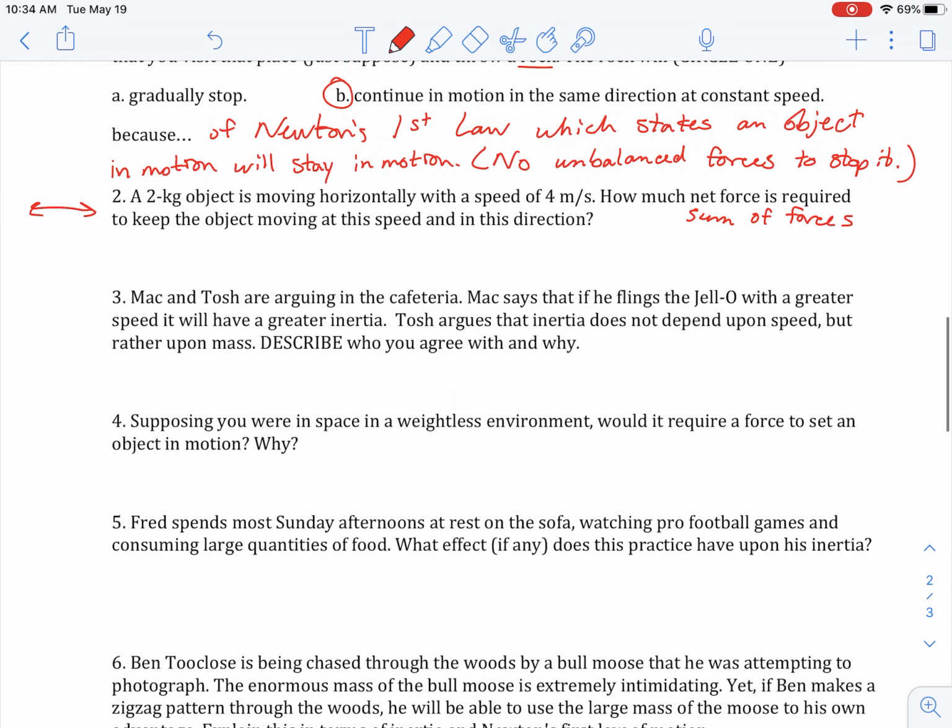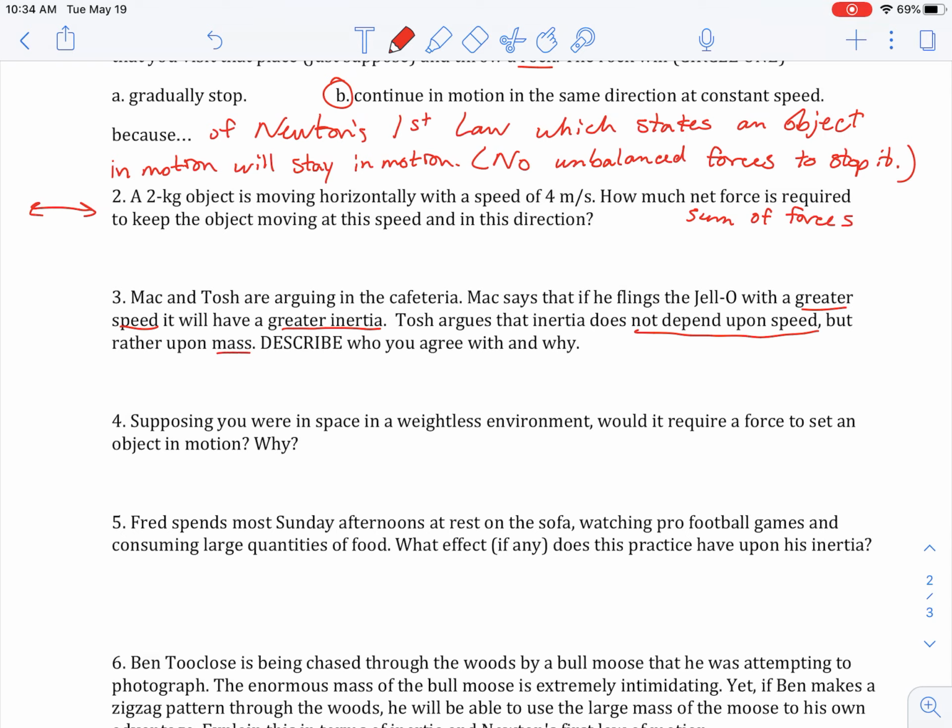I'll start one more with you and then you can do the rest. So we have 2 people, Mac and Tosh, the puns in this one are great, arguing in the cafeteria. Mac says that if he flings the Jell-O with a greater speed, it will have greater inertia. So in this case, important, greater speed. He's saying it has more inertia. Tosh argues that inertia is not dependent on speed, but rather on the mass.